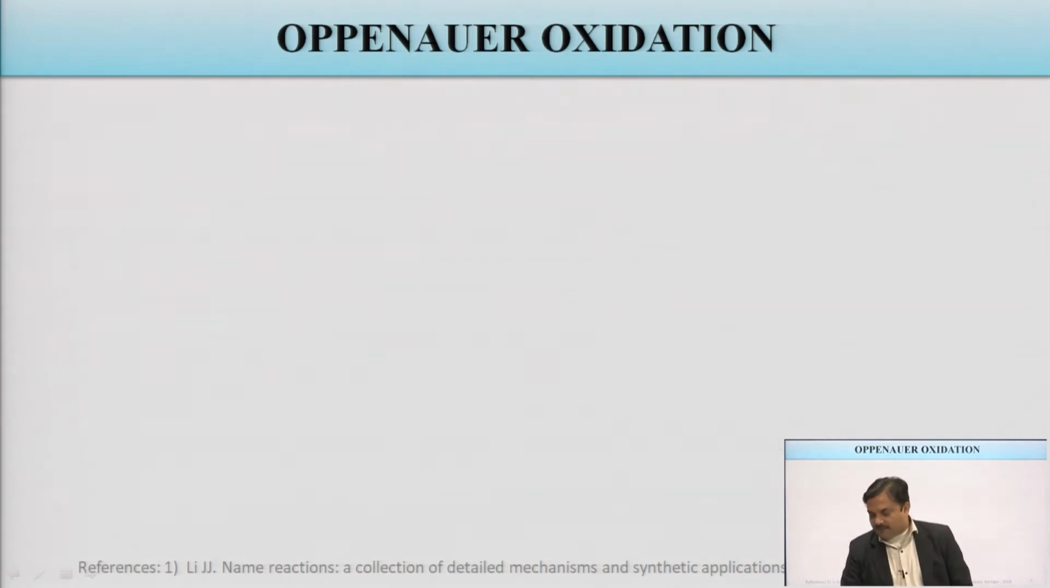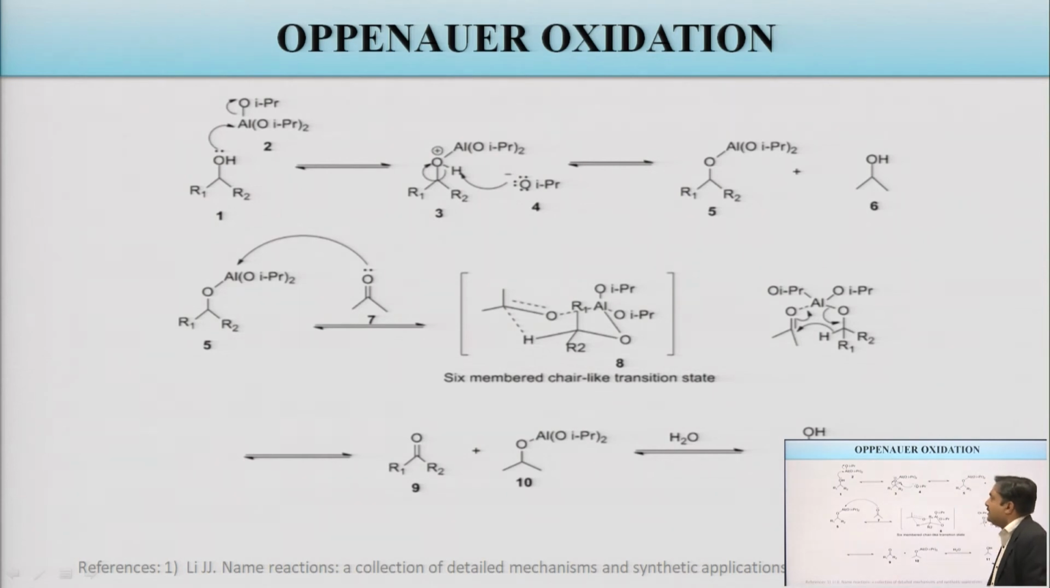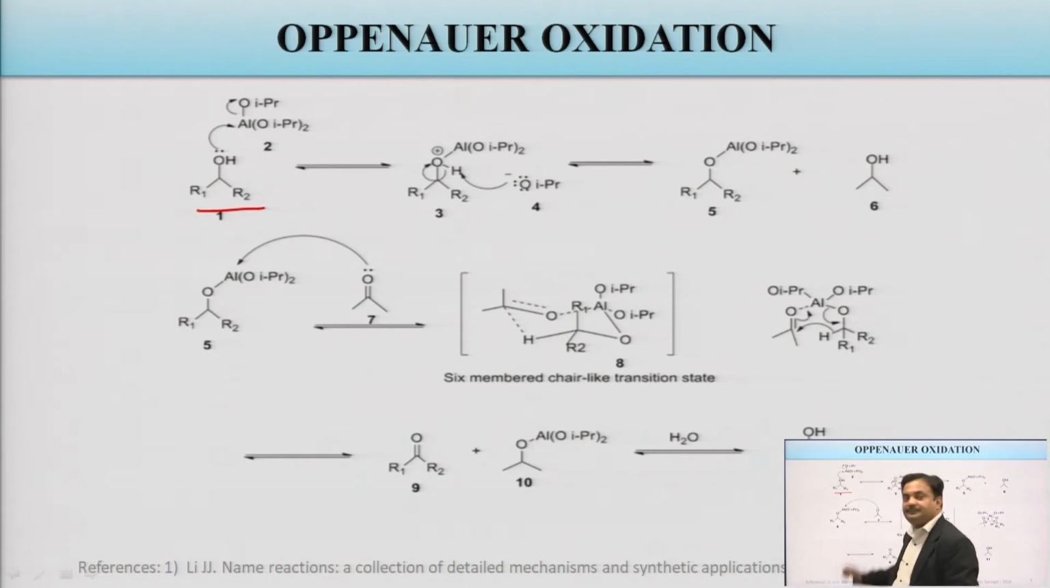Okay, so I am just coming to the mechanism part. Here we can discuss the same points. What can you see? We have a secondary alcohol. We also have this catalyst, aluminum isopropoxide, which is acting as a catalyst. So you can see in the first step, this secondary alcohol is reacting with the aluminum isopropoxide, and how is it reacting?